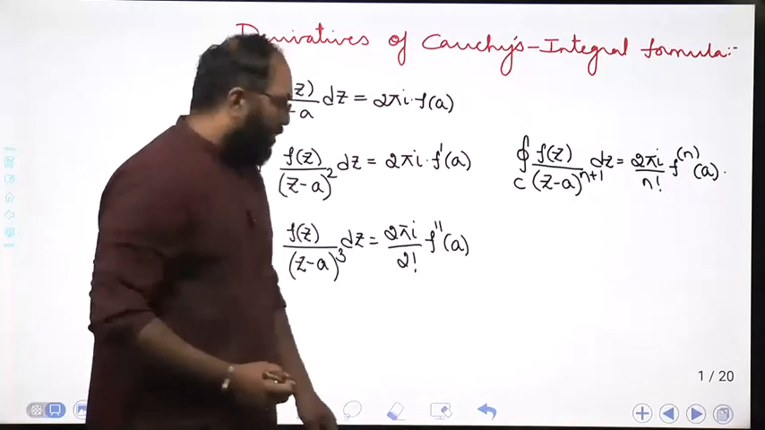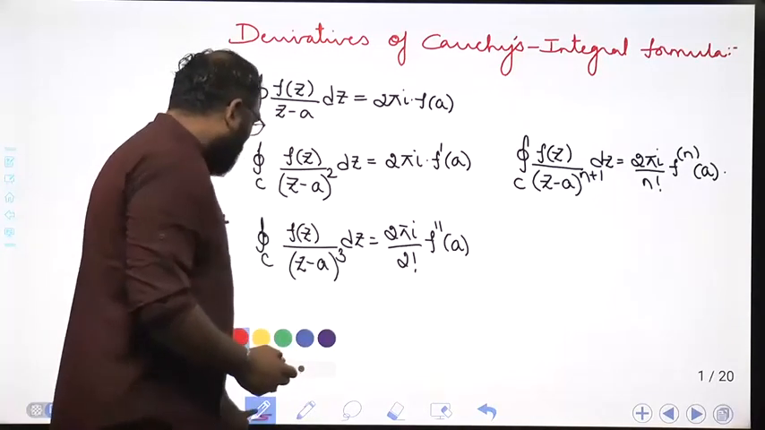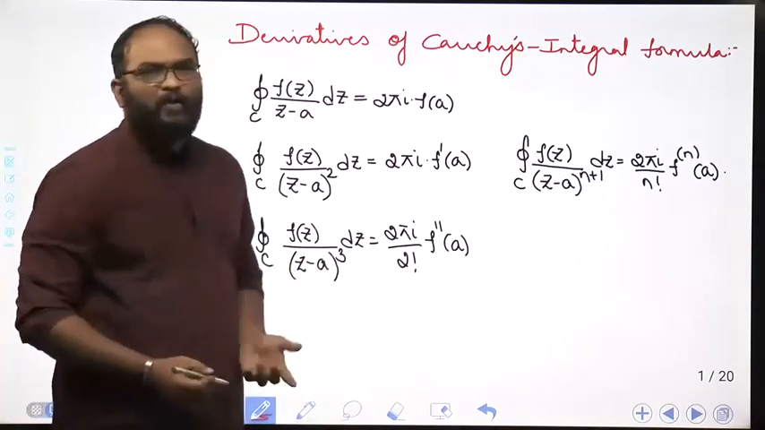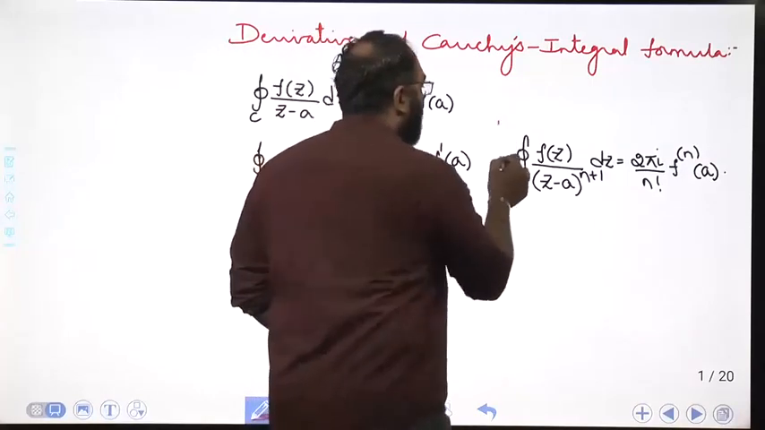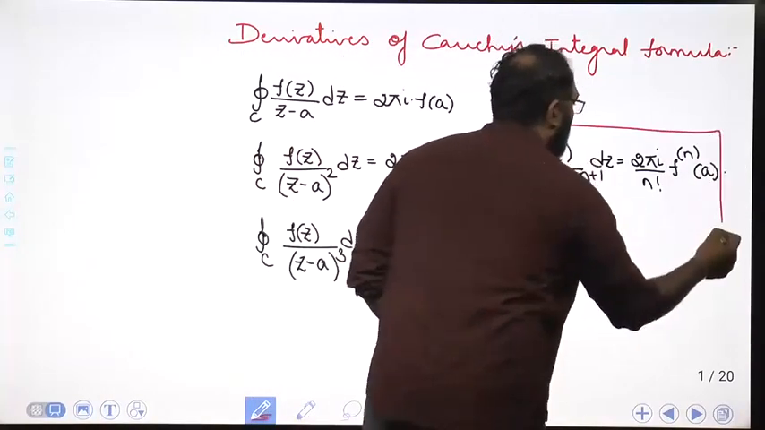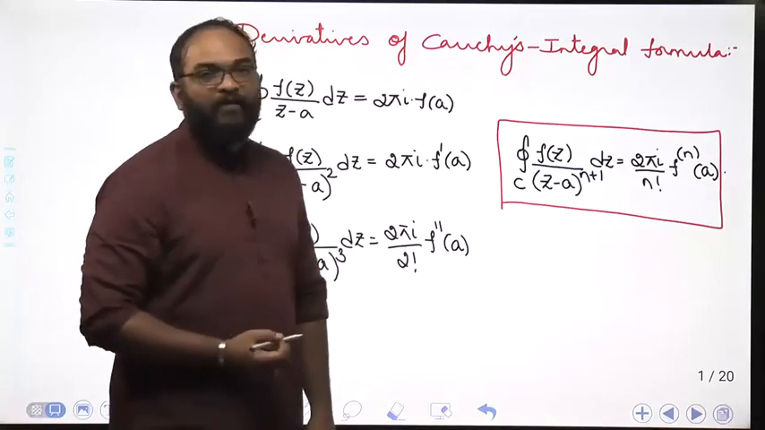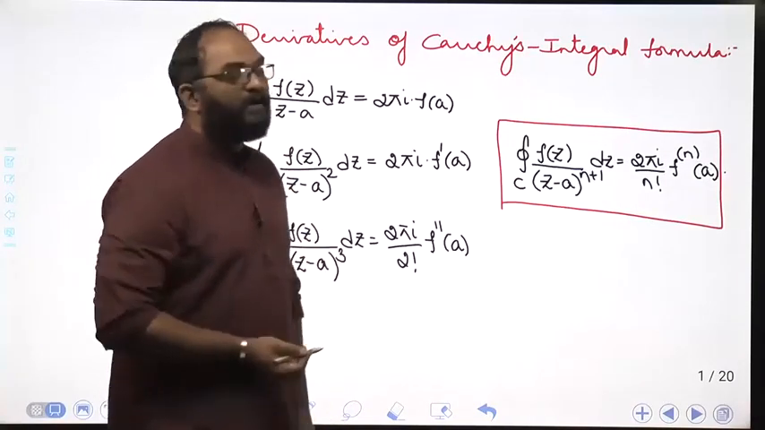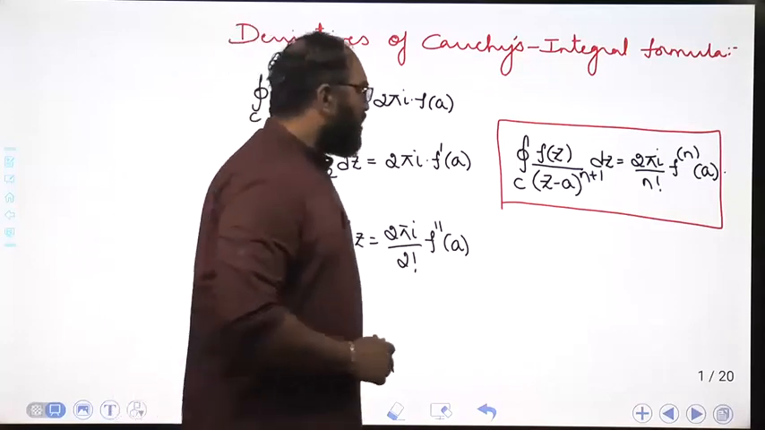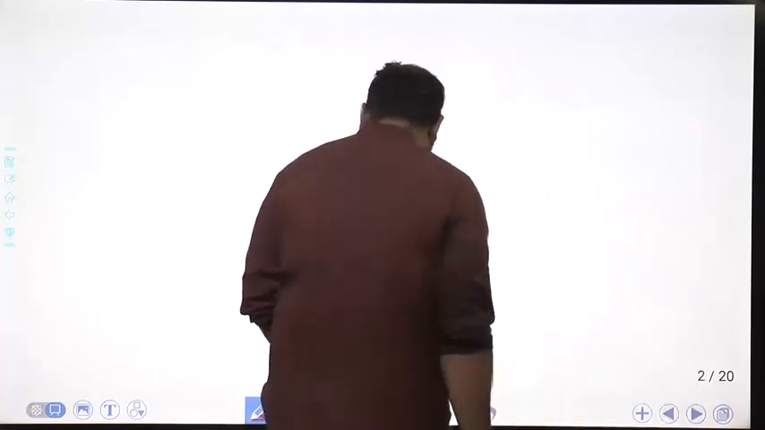Clear? So that means if the point is repeated twice or thrice or n plus 1 times, then we will go with the derivative of the integral formula, which is given by 2 pi i by n factorial into f nth derivative of a. Clear? Now let us solve some problems on this.